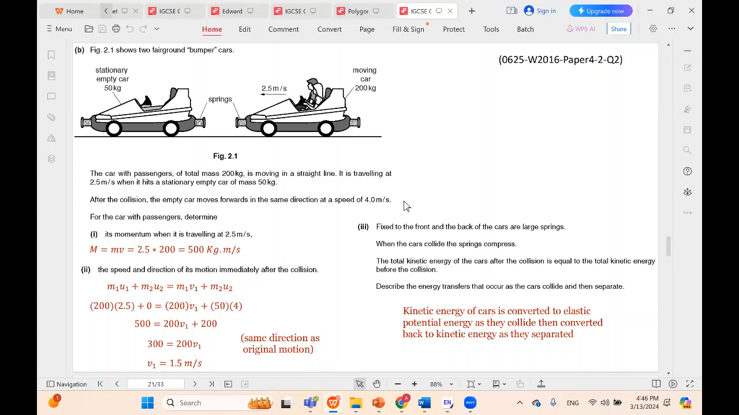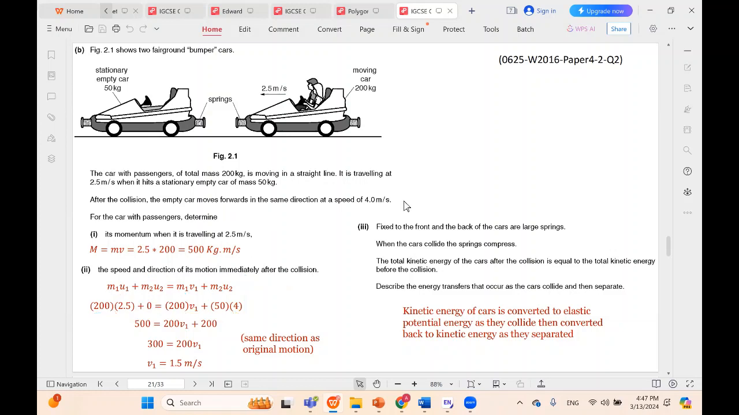And then in double I, we are required to find the speed and direction of the motion immediately after the collision. So we use the momentum equation here. M1 is given as 200. M2 is given as 50. The momentum of B before is 0 because it's at rest. The speed of A is 2.5 before, and we want to get the speed after, knowing that the speed of B after the collision is 4. And this is given here that the empty car moves forward at the speed of 4.